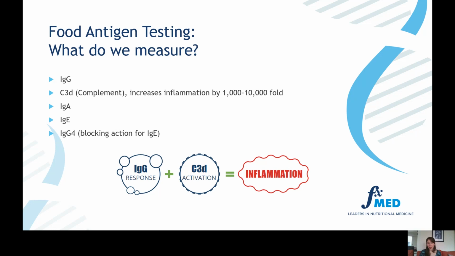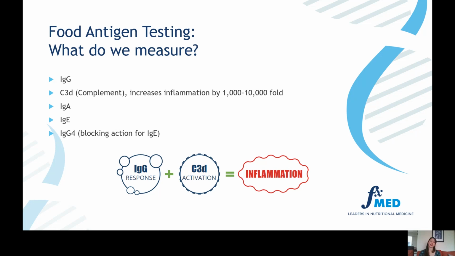And the other things that we can measure are IgA, which is another common food reaction, as well as IgE, a true allergy, and IgG4. IgG4 is a specific type of immunoglobulin G that has a blocking action for IgE.